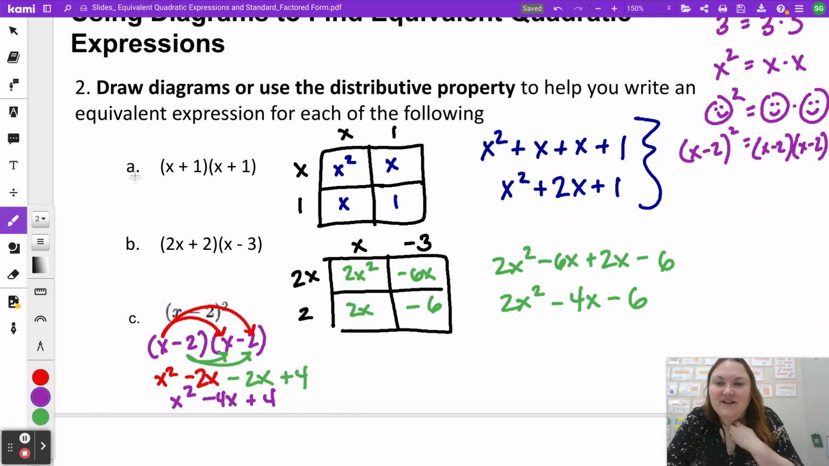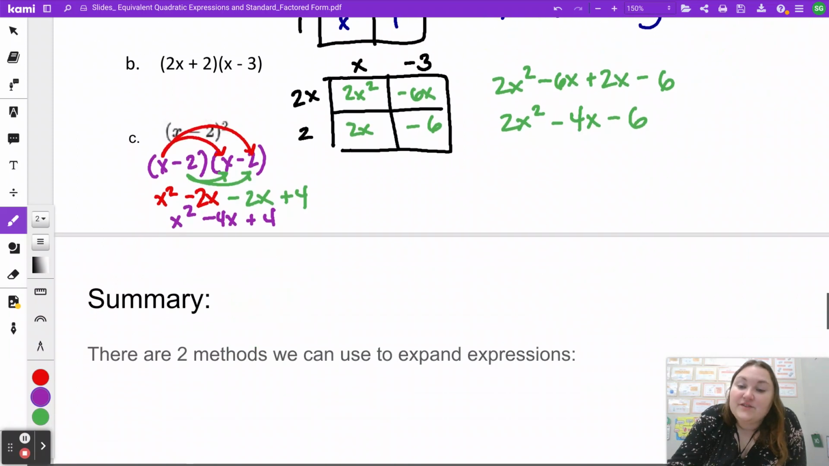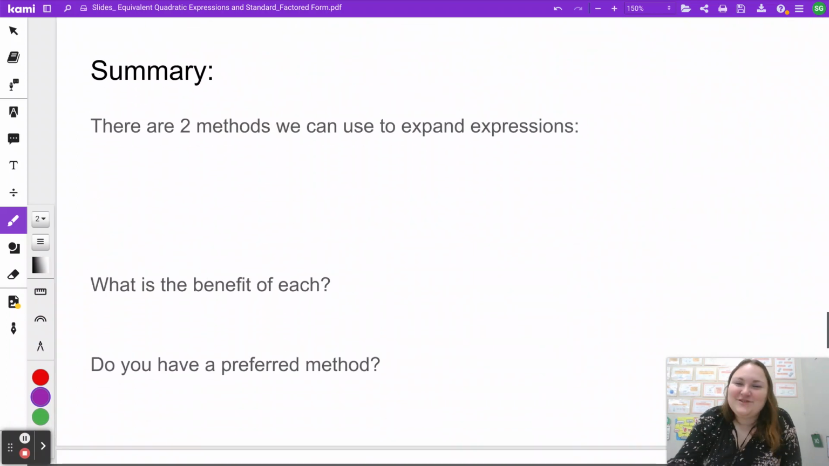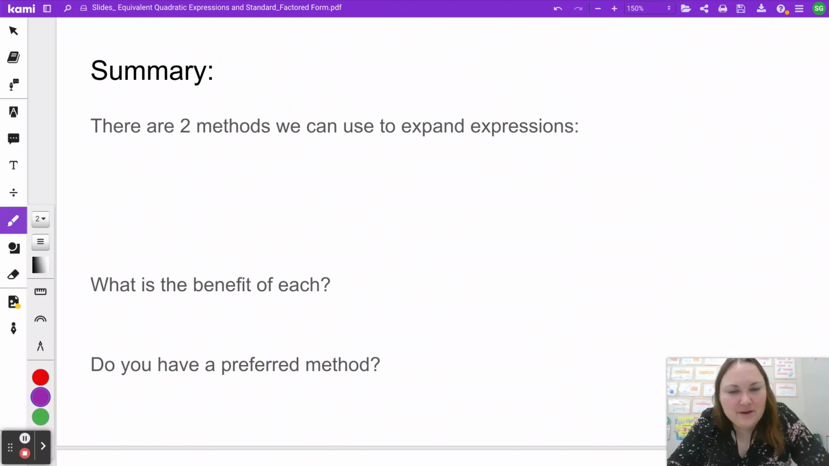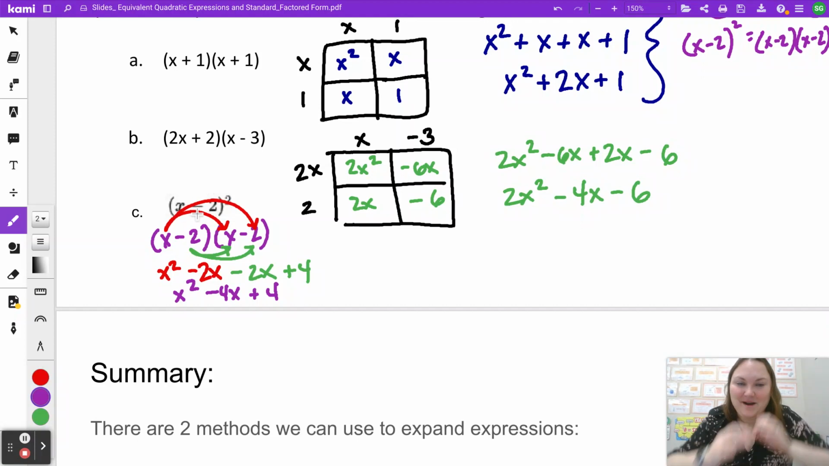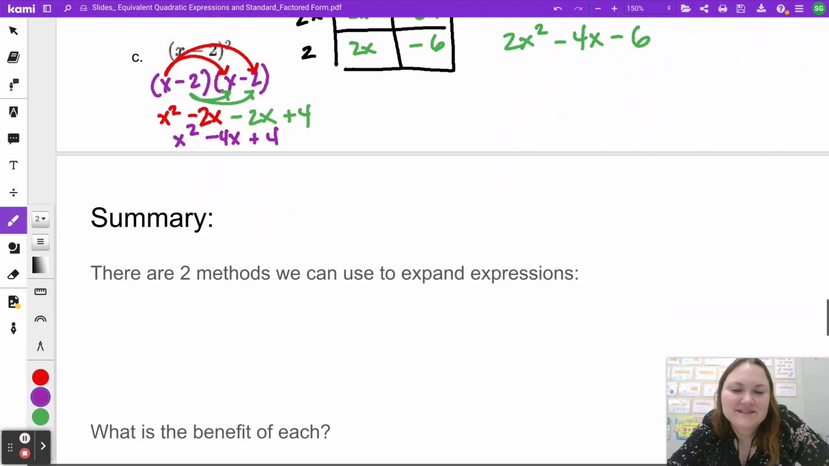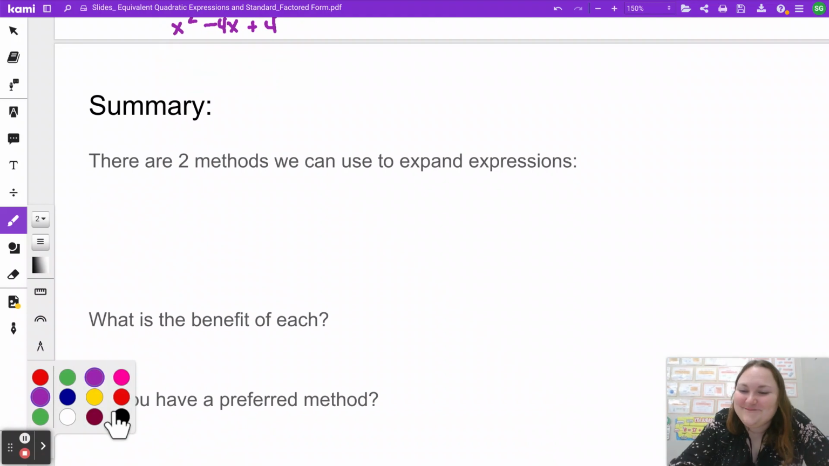And these are 3 different examples of how you can use diagrams or distributive property to help you find these equivalent expressions. So to summarize, there are 2 methods we can use to help us expand these expressions. I haven't been using that word expand, but that is what we are doing here, where you're taking this problem and doing all that multiplication to expand and see those 4 terms. Those 2 methods, I keep mentioning them. Do you know what those 2 methods are?